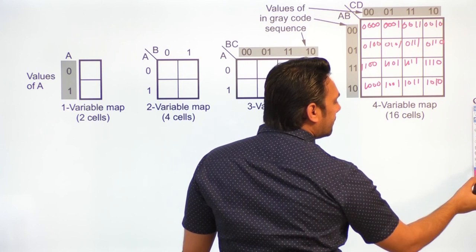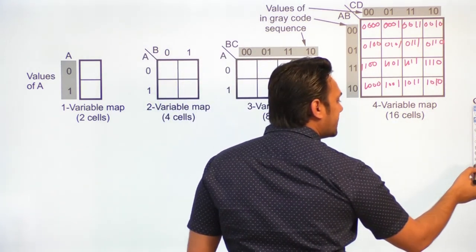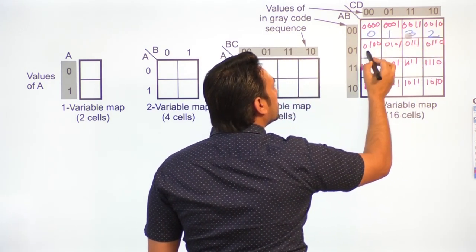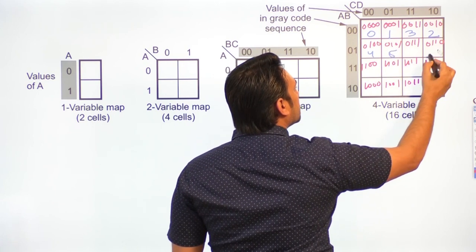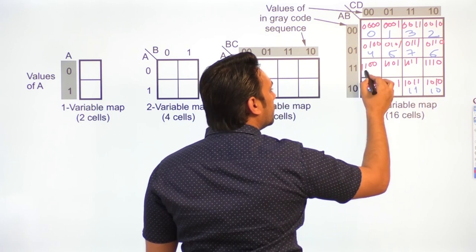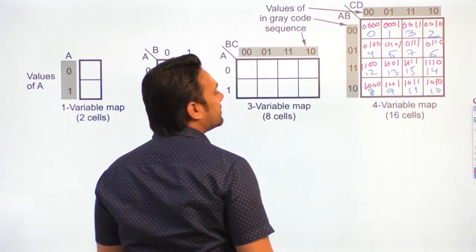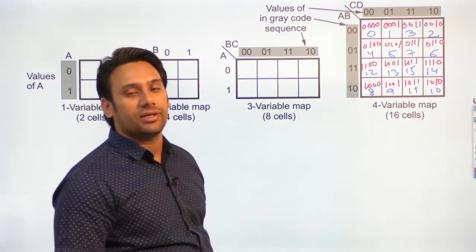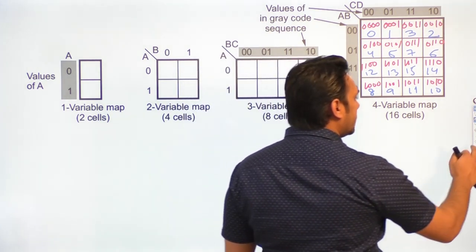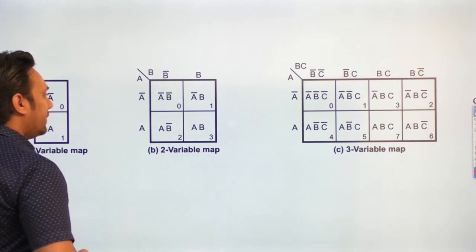So if you try to represent them with decimal values, this is representing value 0, this is 1, this is 2, this is 3, this is 4, this is 5, this is 6, 7, 8, 9, 10, 11, 12, 13, 14 and 15. So these are the decimal values. This is how I can represent a 4 variable K-map. Clear? Okay, so a 4 variable K-map will have 16 cells.